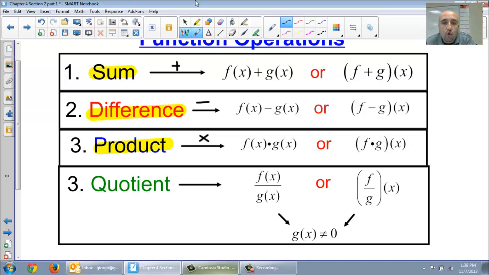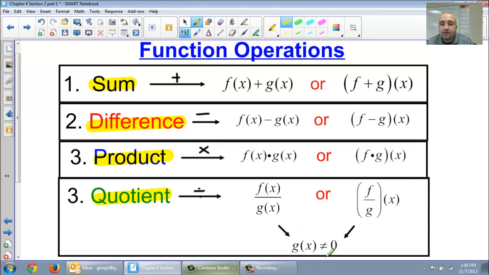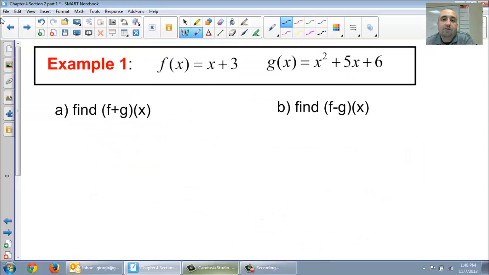And last one is the quotient. And you can write it two ways. Hopefully you remember that quotient means division. F of x divided by g of x or f divided by g all of x. And please remember that g of x cannot be equal to 0. Why can it not be equal to 0? Because when you have 0 on the bottom of a fraction, it's equal to undefined. That can never happen. So the bottom can never be equal to 0. Okay, so please don't forget that. All right, so let's look at some examples.